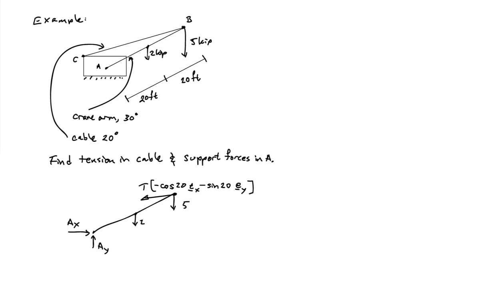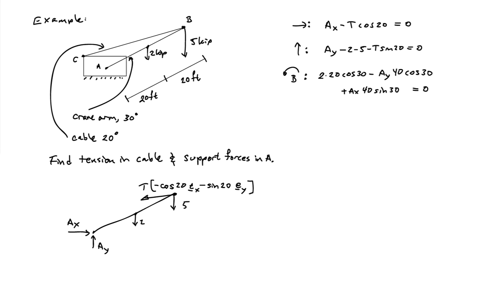So I can now use my equilibrium equations. So I have the sum of the forces in the horizontal direction, or the x direction, gives me AX minus T cosine 20 equals 0. Sum of the forces in the vertical direction, so the y direction, is going to be AY minus 2 minus 5 minus T sine 20 equals 0.